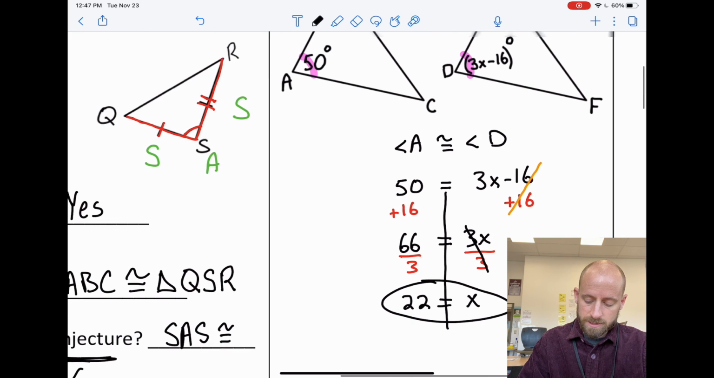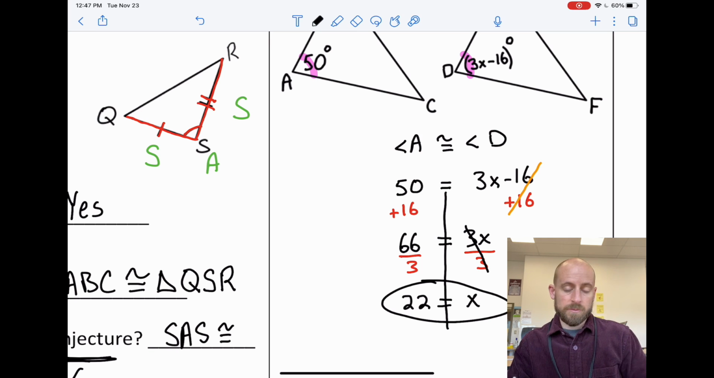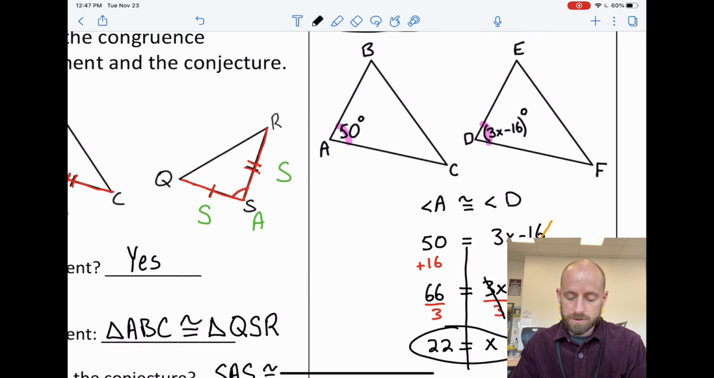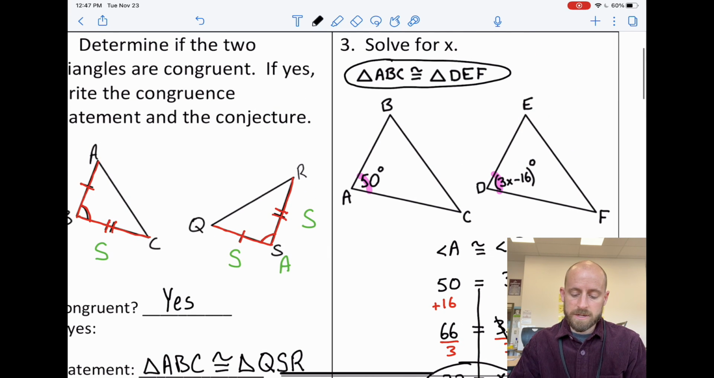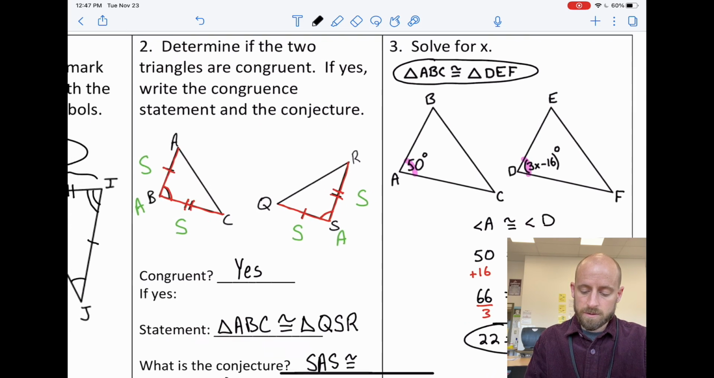I can also check to see if my answer makes sense. 3 times 22 is 66, minus 16 is 50, so I know my answer is correct. And that is all. So you might have some problems where you're solving for a missing piece, and using triangle congruence to figure that out will help.